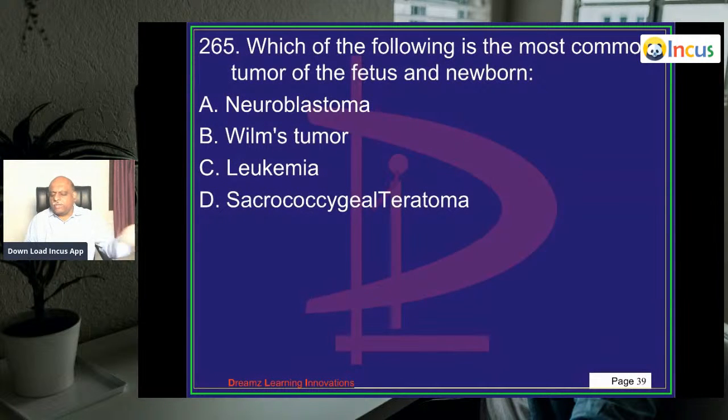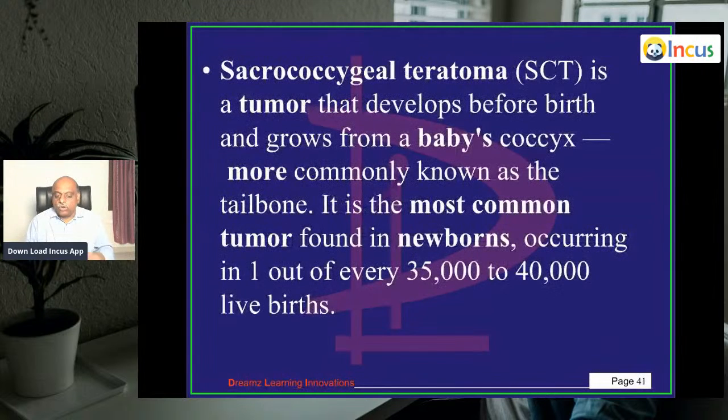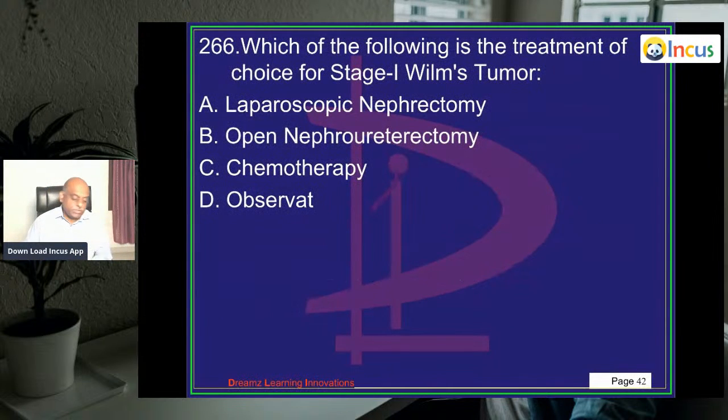So what is the most common tumor of the fetus and newborn? Sacrococcygeal teratoma. It is the most common tumor found in the newborns, occurring 1 in every 35,000 live births is what you should remember. Now once more, doctor.